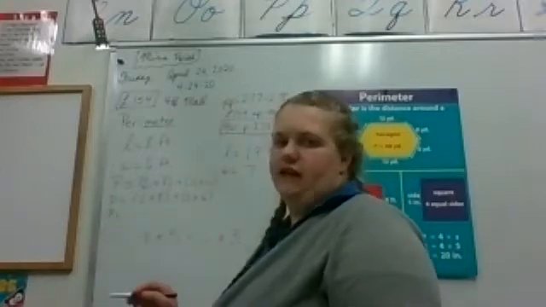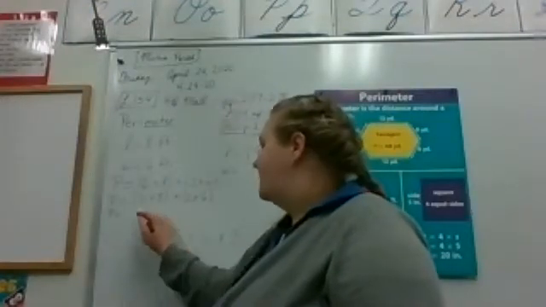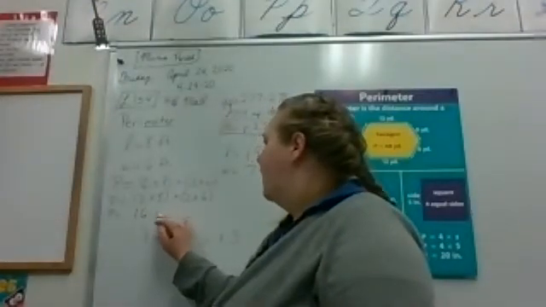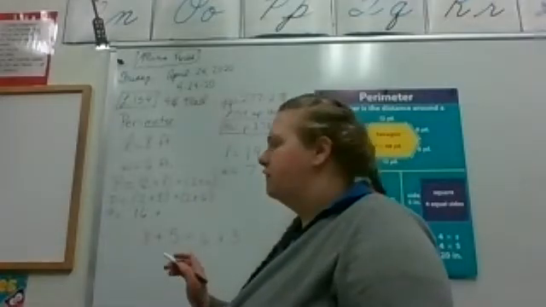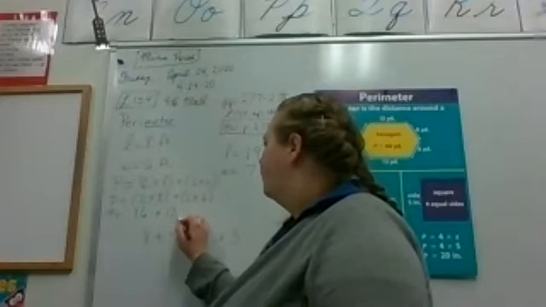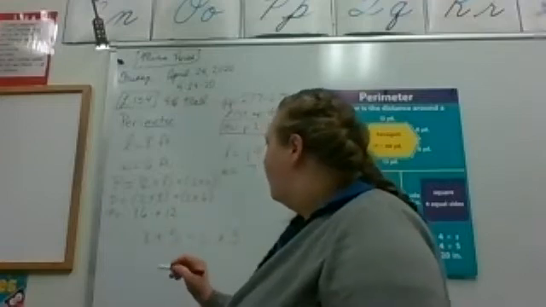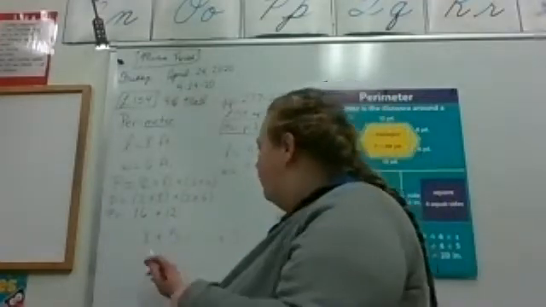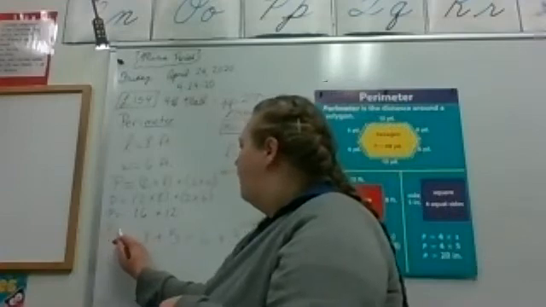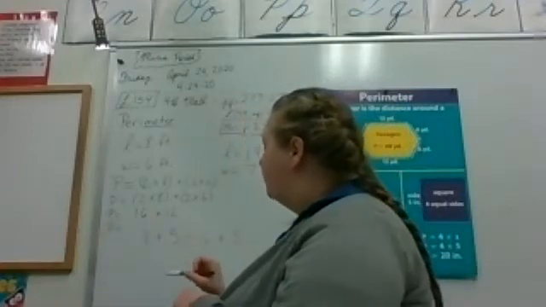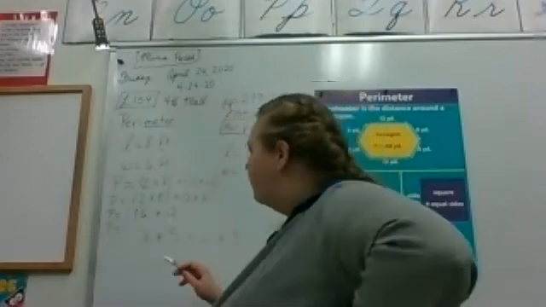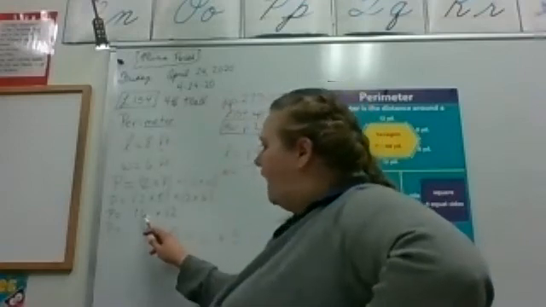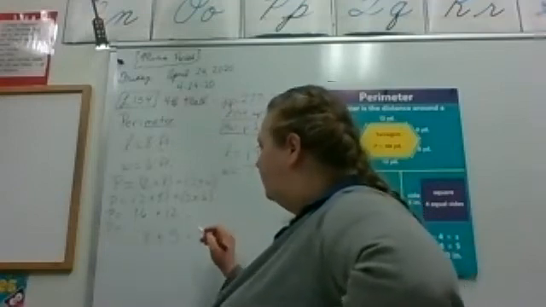What is 2 times 8? 16, good job. Now we have an addition sign, right? And 2 times 6 is 12, okay? Good job. So then the perimeter of this shape, which is 8 feet in length and 6 feet in width, we're gonna add 16 plus 12, okay?